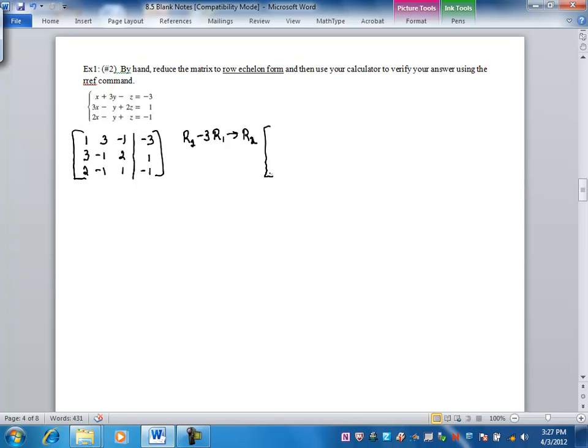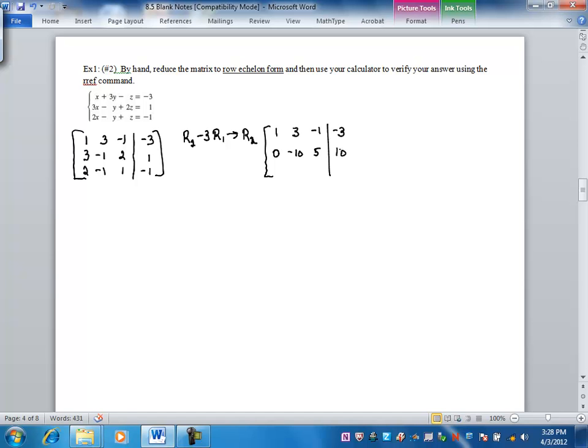Now let's go through this. Okay, row 1, folks, is staying the same. 1, 3, -1, bar, -3. Now here we go. Row 2. 3 minus 3 times row 1. So 3 minus 3 times 1 is 0. -1 minus 3 times 3 is -10. 2 minus 3 times -1 is going to give me 5. And 1 minus 3 times -3 is going to give me 10.